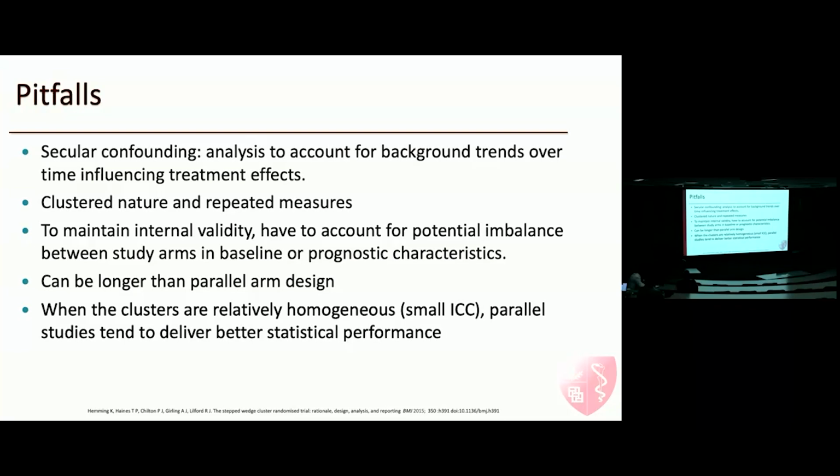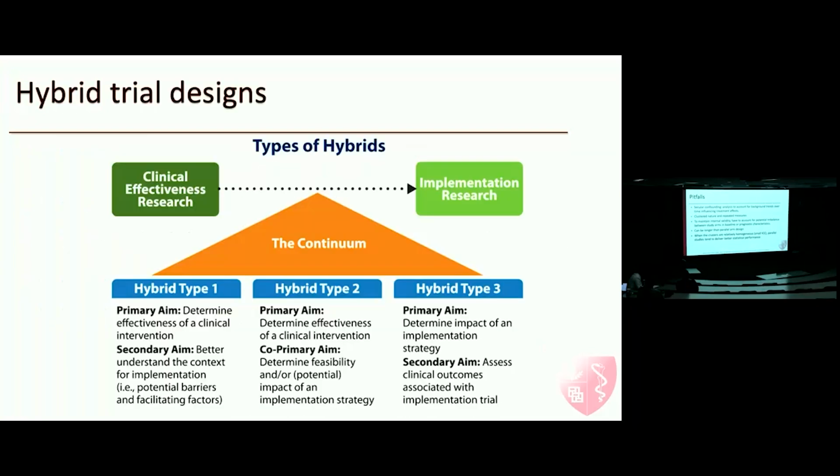To maintain internal validity, you have to account for the potential imbalance between study arms in baseline and prognostic characteristics. It can be longer than a parallel arm design, and when the clusters are relatively homogeneous, it may be better to do the parallel study actually and not the cluster randomized stepped wedge design.